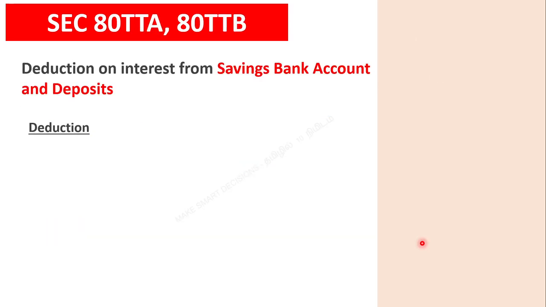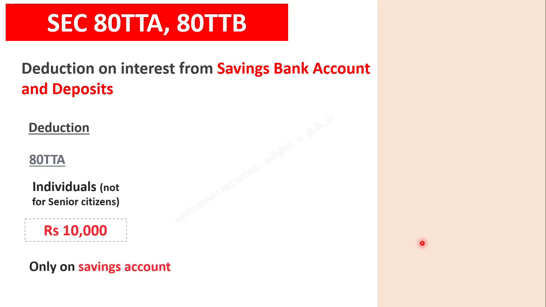Section 80TTA and TTB provides for deduction on the interest that you earn on your savings account. So 80TTA is for non-senior citizens and TTB is for senior citizens. Non-senior citizens can claim up to a deduction of 10,000 rupees for the interest earned. Let's say you keep around say 1 lakh in your savings account, and in a year you get around 4% interest. So for the entire 4,000 rupees, you can claim deduction under this section.